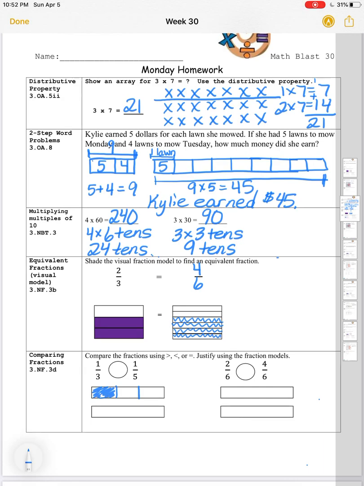I'll model the 1/5 by breaking my units into fifths, 5 equal parts. And I'll shade in one of those.